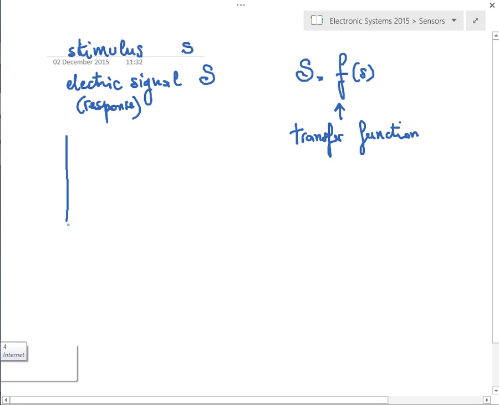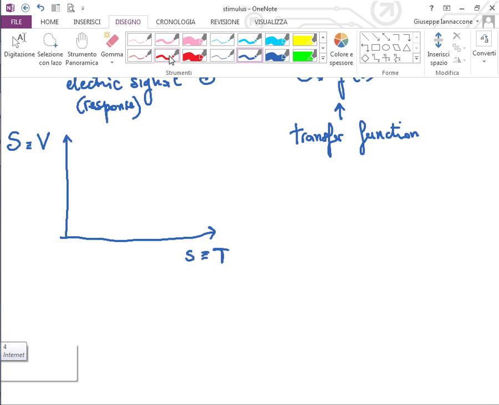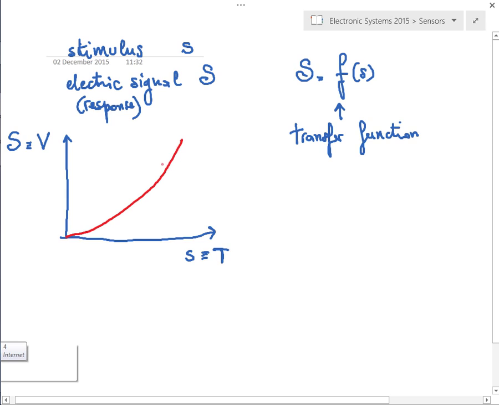So, for example, if we have a temperature sensor, we have the stimulus, which is a temperature. Here we have the response, the electric signal, which is, for example, a voltage. And then we have an expression, a curve, which relates the voltage to the temperature that we want to measure, which can be something like this. This would be something like V equal to f of T.